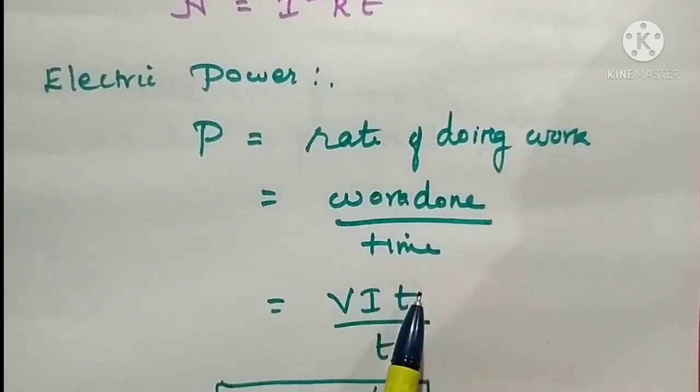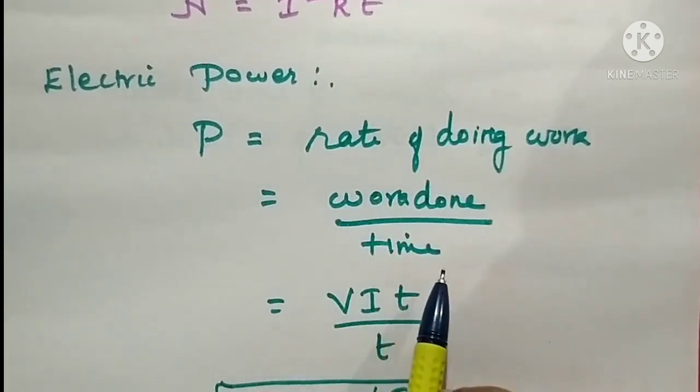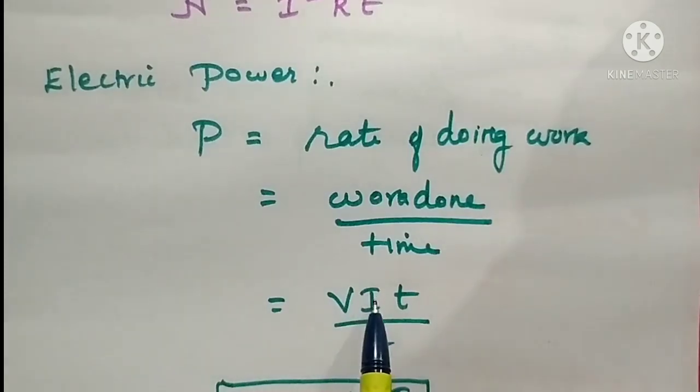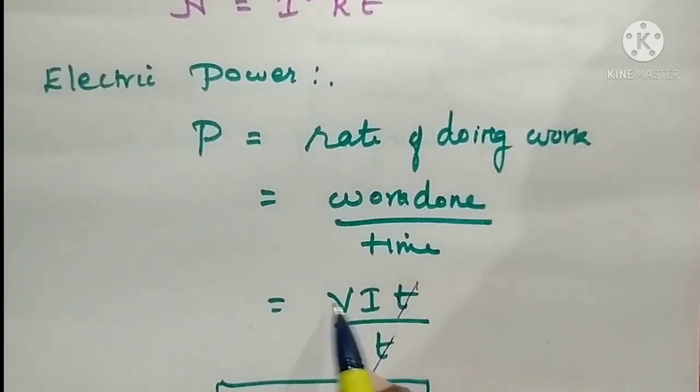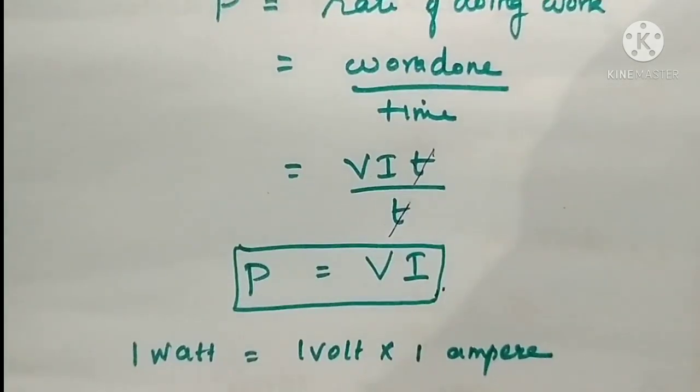Then how will you find the work done? Work done is equal to voltage into current into time. So divided by time again, what will happen? This T and this T will get cancelled. The remaining value is voltage into current. So power P is equal to voltage into current. So what's the formula for power? Voltage into current.